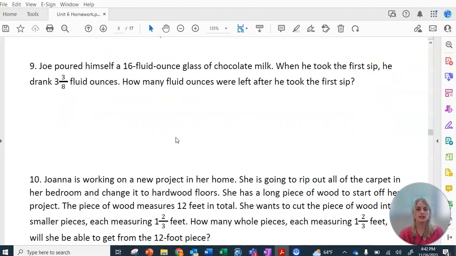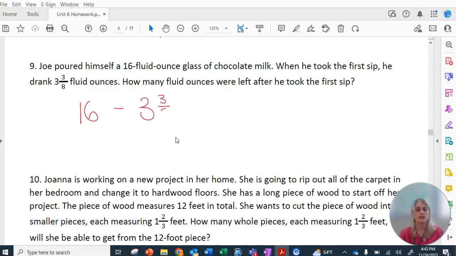Joe poured himself a 16 fluid ounce glass of chocolate milk. When he took the first sip, he drank 3 3/8 fluid ounces. How many fluid ounces were left after he took his first sip? Well, if you're drinking, you're not getting more chocolate milk. You're getting less. So this is a subtraction problem.